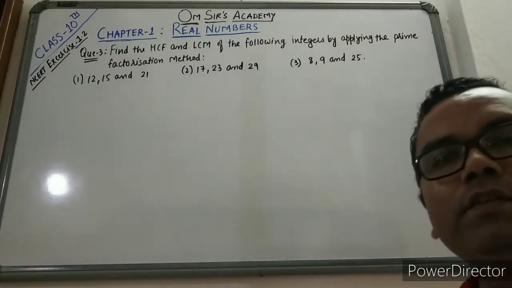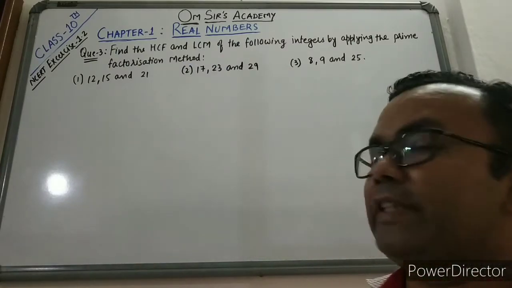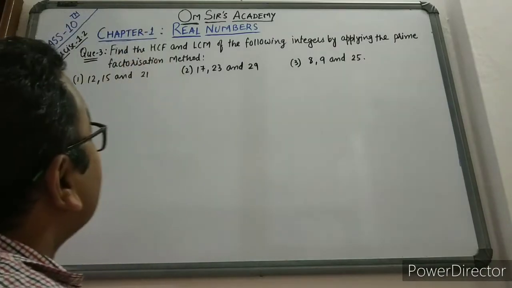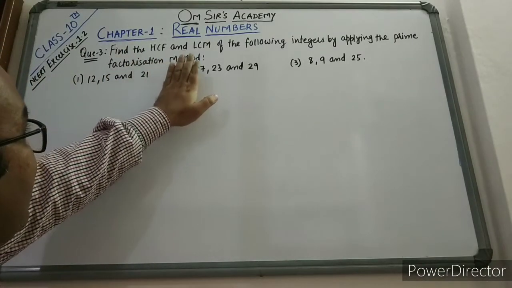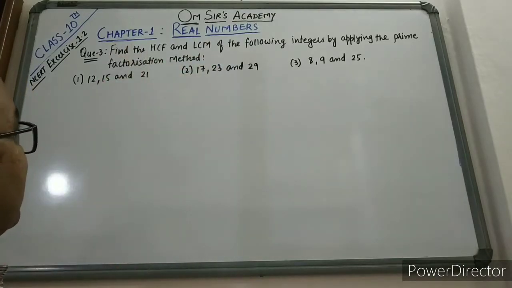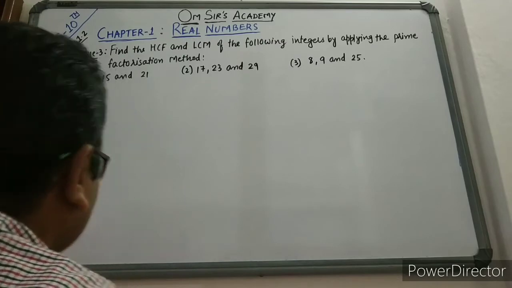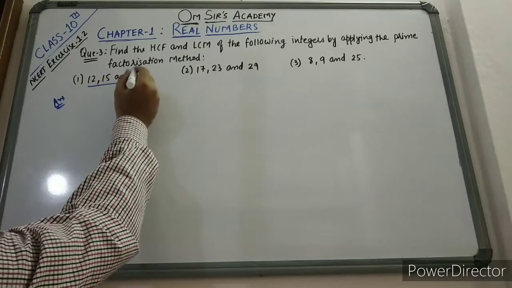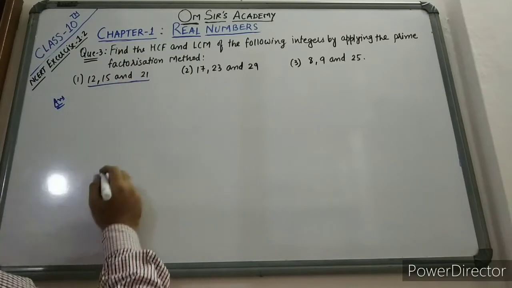Now friends, let us start with question number 3 of this exercise. What does question number 3 say? It says find the HCF and LCM of the following integers by applying the prime factorization method. Now you are very familiar with the prime factorization method. So the first one we are doing. There are three integers given over here.